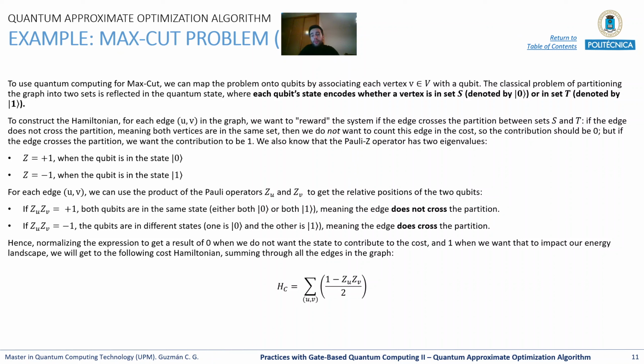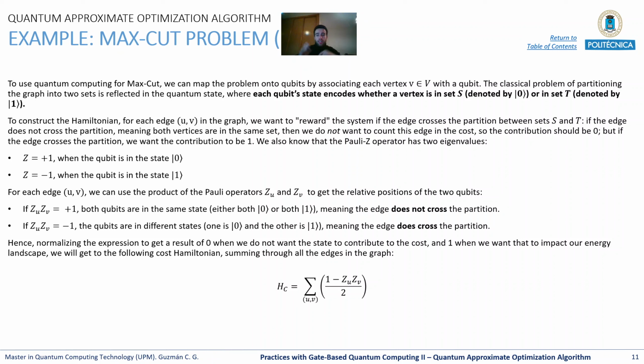The other case, if Z on U and Z on V multiply to -1, the qubits are in different states. So one is 0 and the other is 1. It doesn't matter if U is 0 or U is 1. The important part is that they are in different states. So if they are in different states, that means that one belongs to the set S and the other one belongs to the set T. That is exactly what we want.